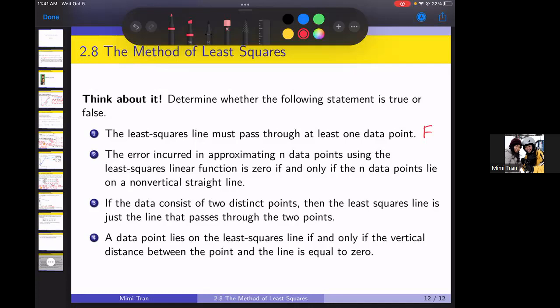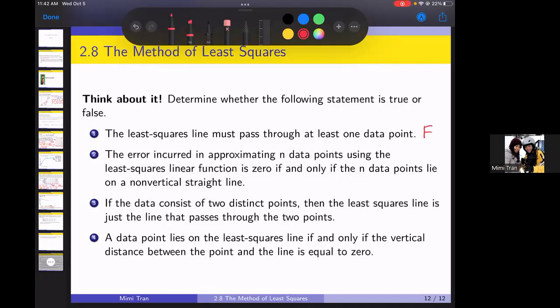Okay, what does incur mean? Hang on, let me look at what incur means. I thought it was occur. Incur. Make oneself subject to, bring upon oneself, become liable. Okay. The error incurred in approximating using a least square linear function. Yes, I got it. Because incur confused me.